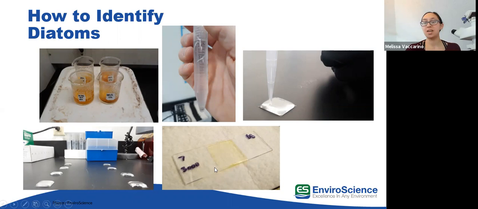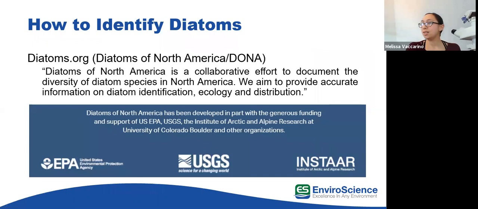And so once we look at it under the microscope, I like to go to diatoms.org. So from their website, Diatoms of North America is a collaborative effort to document the diversity of diatom species in North America. We aim to provide accurate information on diatom identification, ecology, and distribution. And I want to mention that this is such a valuable resource for both getting taxonomists on the same page in regards to naming conventions, and also for keeping up with current taxonomy.